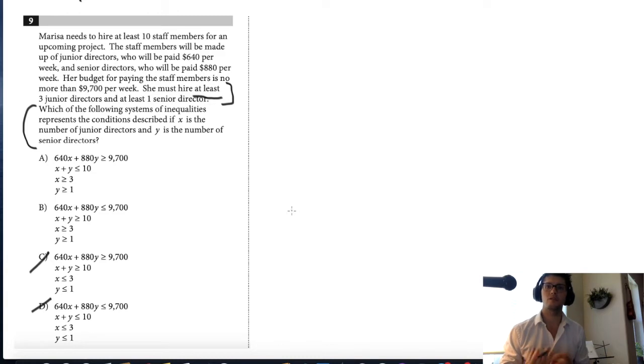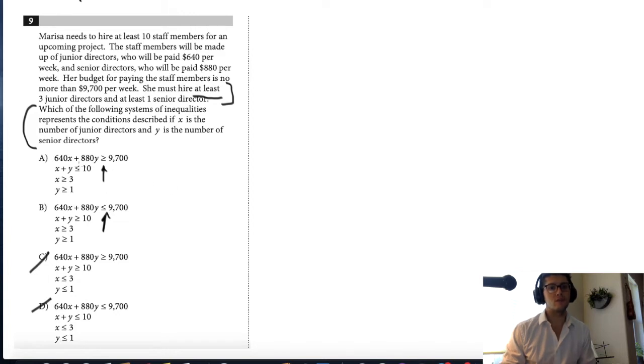Just changing that language, it means the exact same thing, but it helps me feel like I own that information. Okay, cool. So there's this information in the sentence above. If I want, I'll just grab it. Her budget for paying staff members is no more than 9.7. Okay, so no more than that amount. Well, look, both these answers say the same. Oh, no, they don't. They have these different signs. Okay.